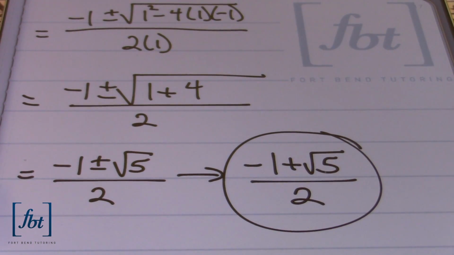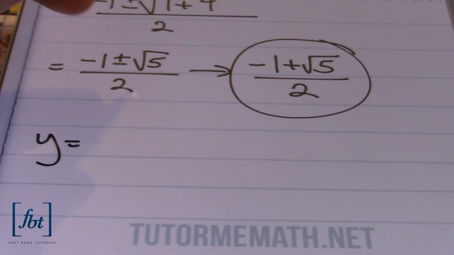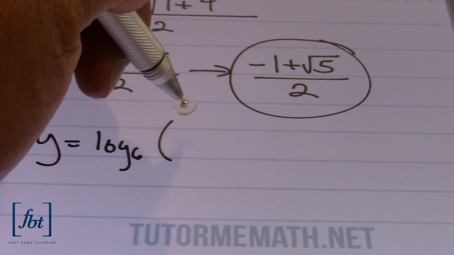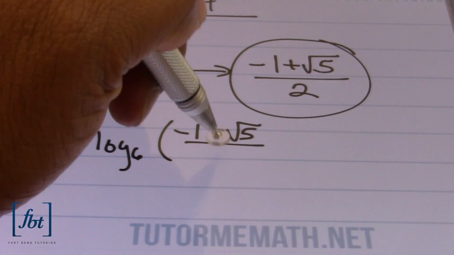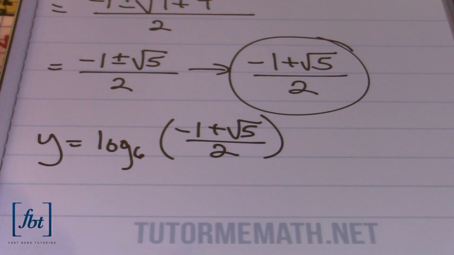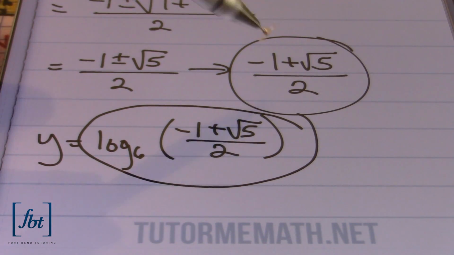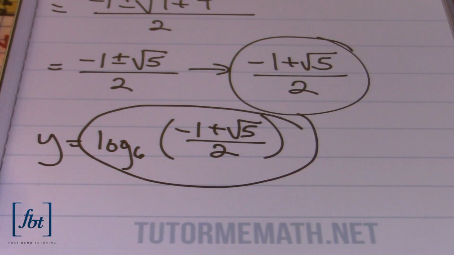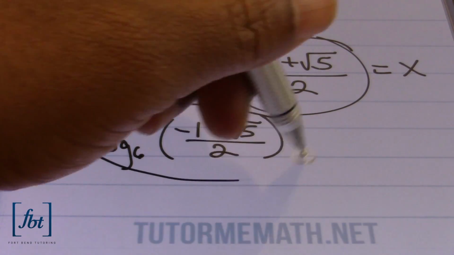In order to find out the value of y, we'll be plugging this value in. So that means that our value of y will be equivalent to log base 6 of the quantity negative 1 plus the square root of 5 divided by 2. Therefore, needless to say, you'll need a calculator to get the true values for your x and y values. However, this is the exact solution of the problem. So we have our value for x, and this is our value for y.